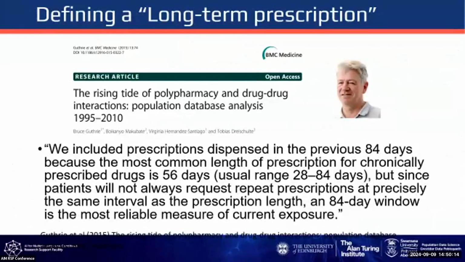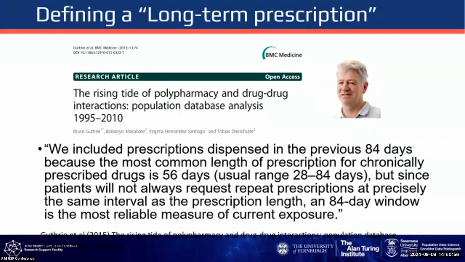And then we had a lot of discussion about how do we actually define a long-term prescription. Long-term prescriptions are really important because they tell you not just the number of prescriptions the patient's had, but how long they've been on that drug. A length of time on a drug might have a cumulative effect on the body and on the organs that are being treated with that drug. And Bruce Guthrie did some work on this almost 10 years ago, where they came up with 84 days as a good gap to define a long-term prescription. So if you don't have a drug for 84 days, that breaks a long-term prescription.